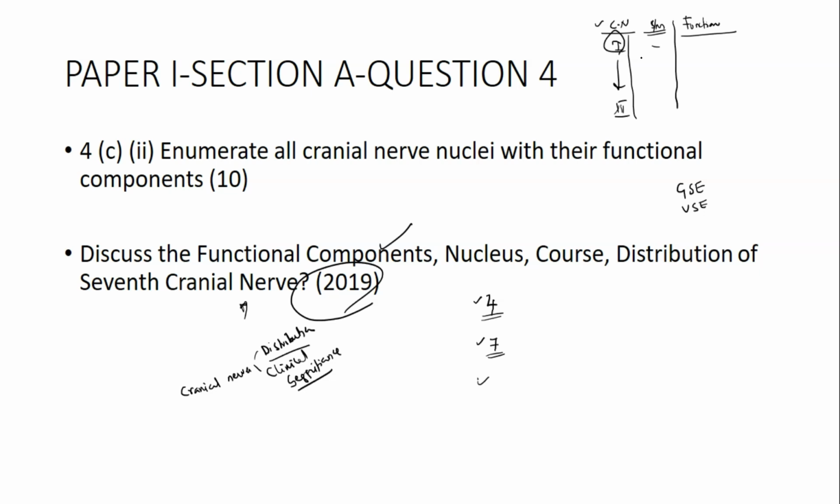We know what the ophthalmic nerve does. We know what the oculomotor nerve does. We know what the trochlear nerve does, what the facial nerve does. They're asking you the functional component. Whether it's a visceral efferent or a general somatic efferent, or it's a special one or a general one, you have to be pretty sure about this. Okay. Now, this is question number 4C2.